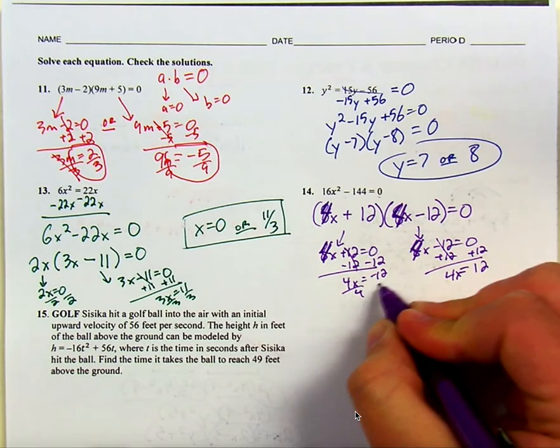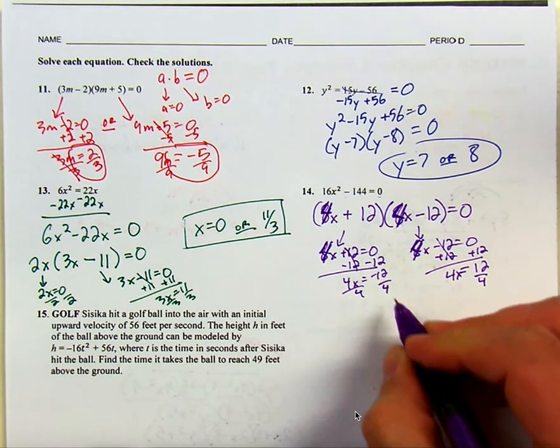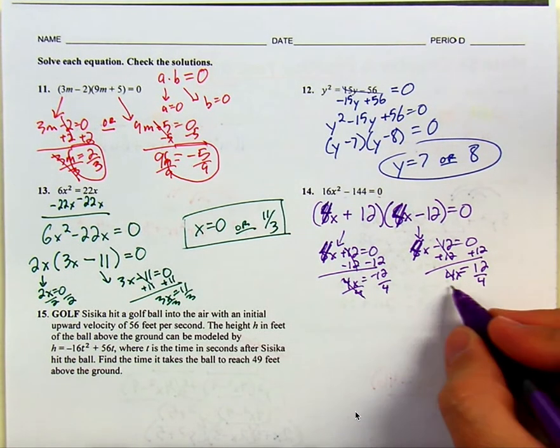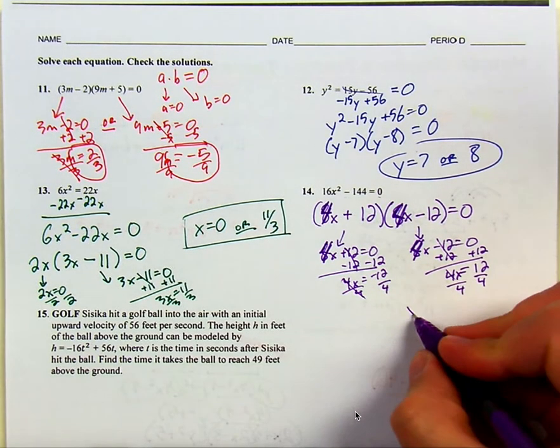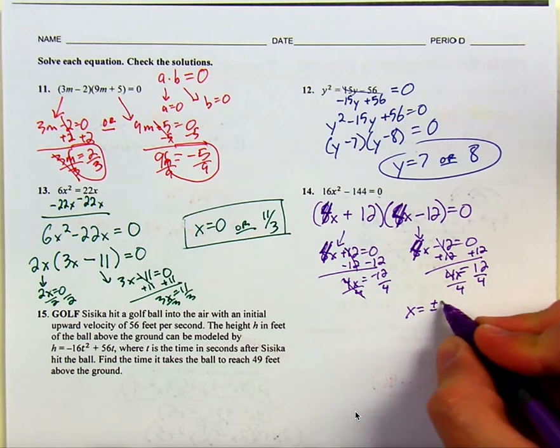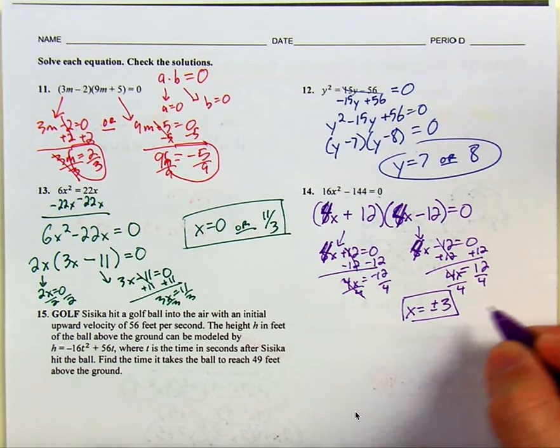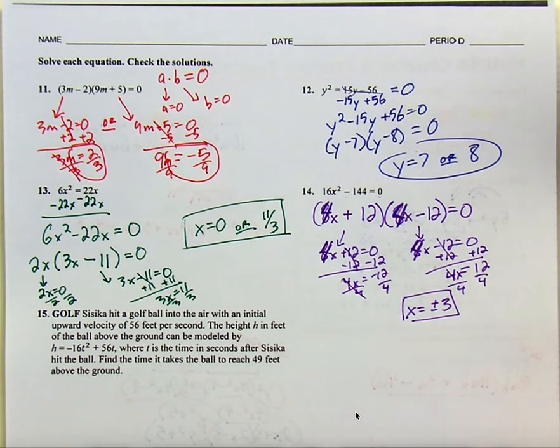Either way, when you divide 12 by 4, you're going to get 3. It's just on this one you get a -3, and on that one you get a +3. So I would just go ahead and say x equals plus or minus 3. Or you could say 3 or -3 on that problem.